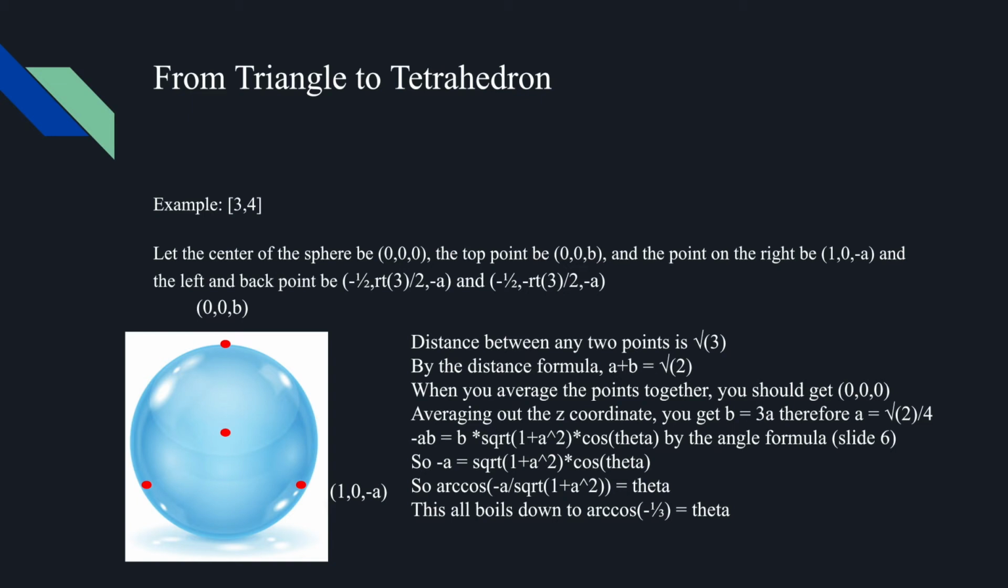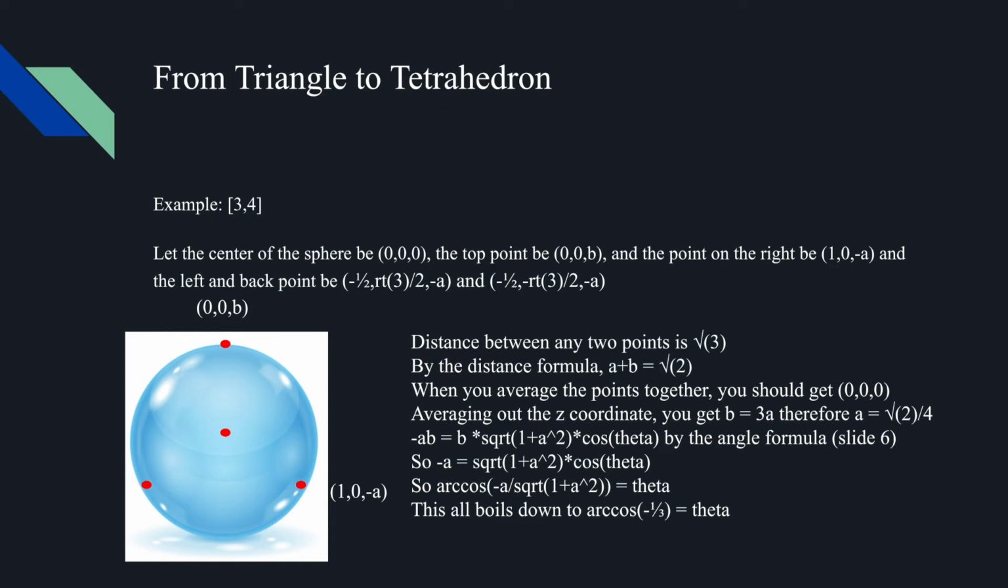And by the distance formula, a plus b is root 2, because if we take these 2 points labeled on the bottom left, what we get in the distance formula, which has to equal root 3, because the distance between any 2 points is root 3, is the square root of 1 plus 0 plus (a plus b) squared, which means that (a plus b) squared has to equal 2, so a plus b is root 2.